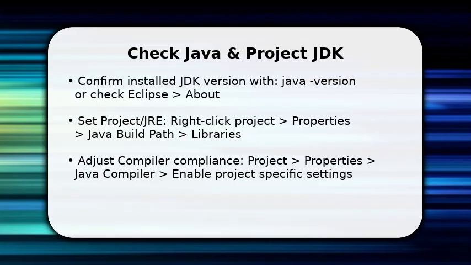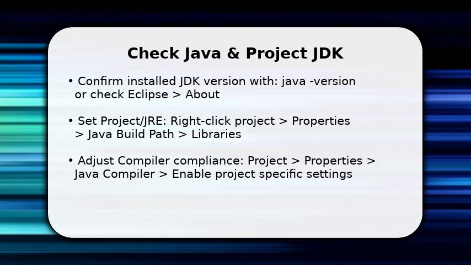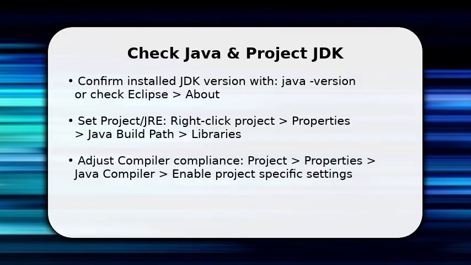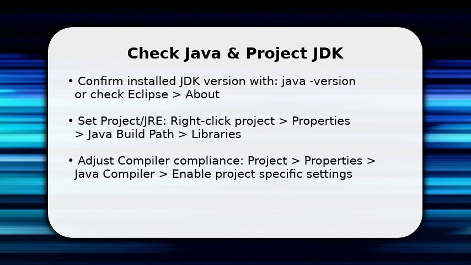You start by verifying the Java runtime and compiler versions so you know the mismatch source. First, run java -version or check Eclipse About to see the JVM. Then open your project properties and set the project JRE and build path to the desired JDK. Make sure compiler compliance level matches the JDK. Enable project-specific settings if needed. Once done, clean the project to force a rebuild and prepare for the next configuration step.